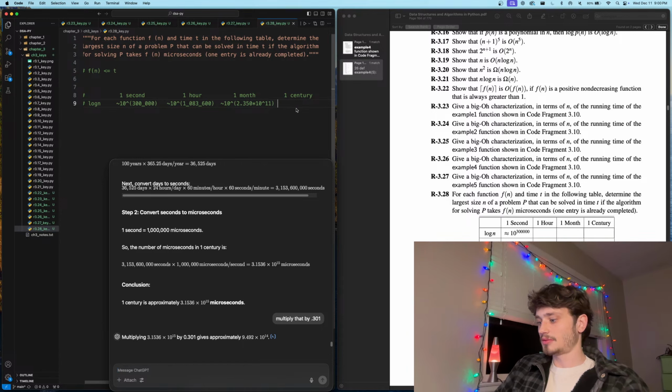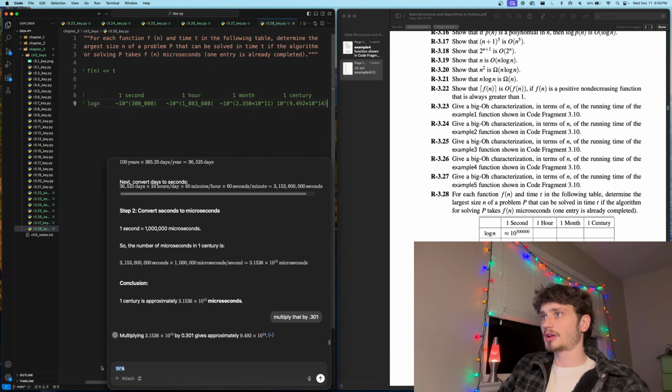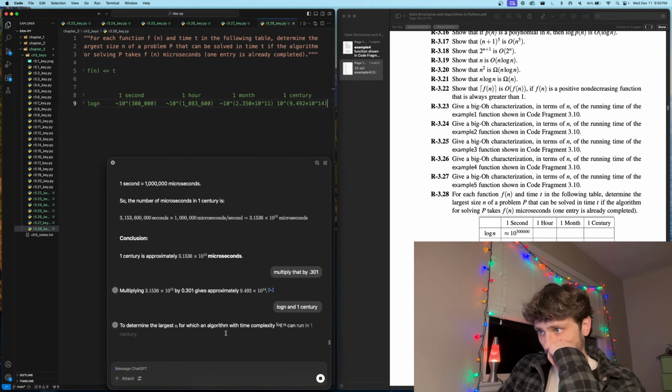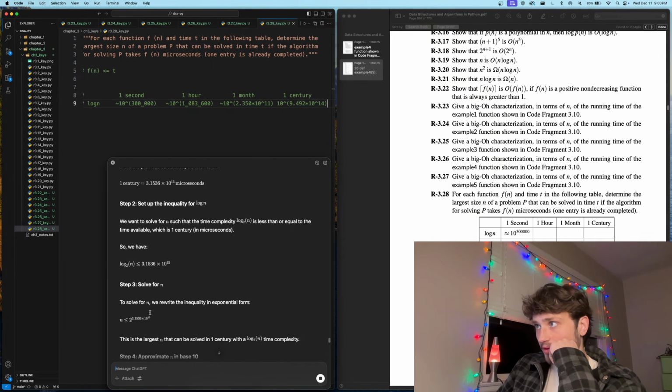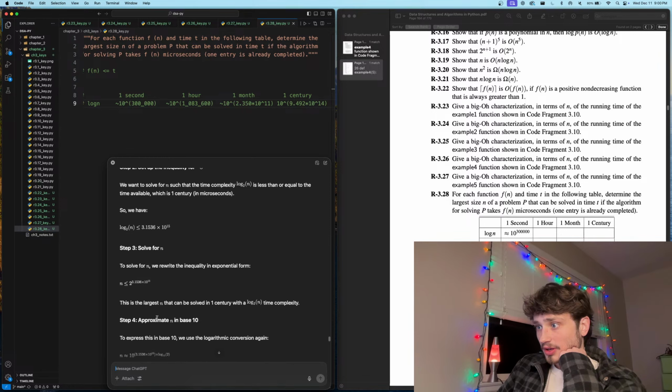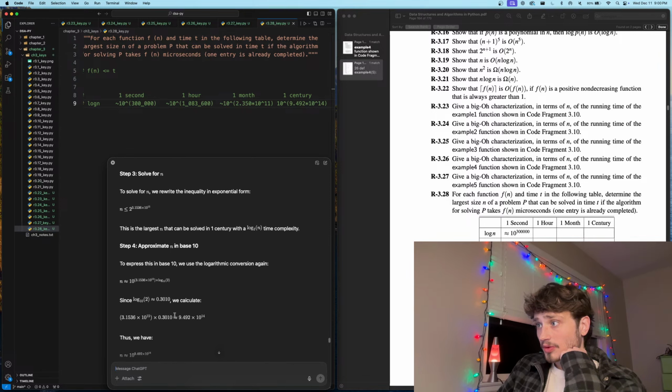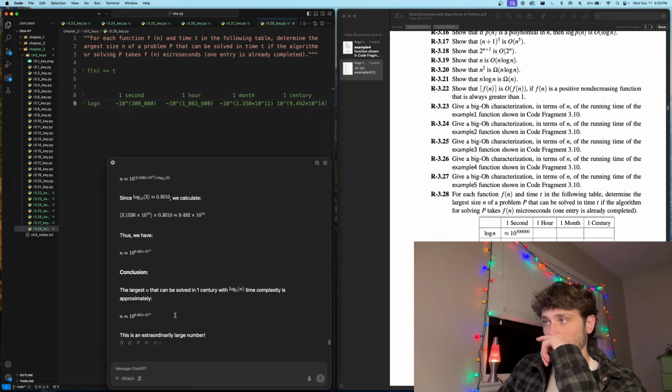So this will be 10 to the power of 9.492 times 10 to the power of 14. Okay, now let's check log n and 1 century. Log base 2, 2 to the power of 3 point to the power of 15 times 301, 9.492 to the power of 14. Yep, okay, cool.